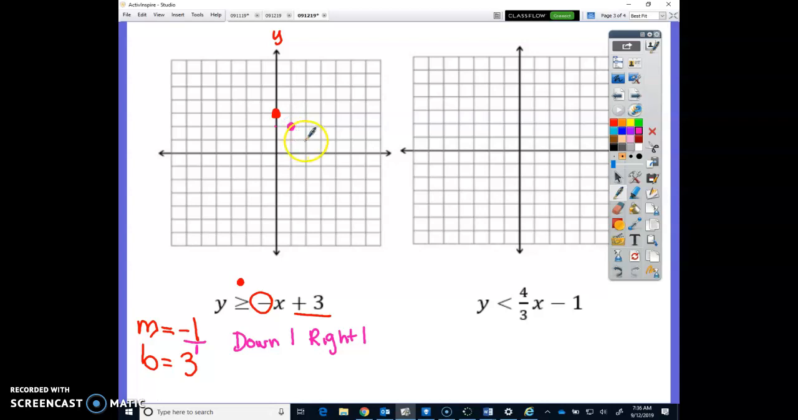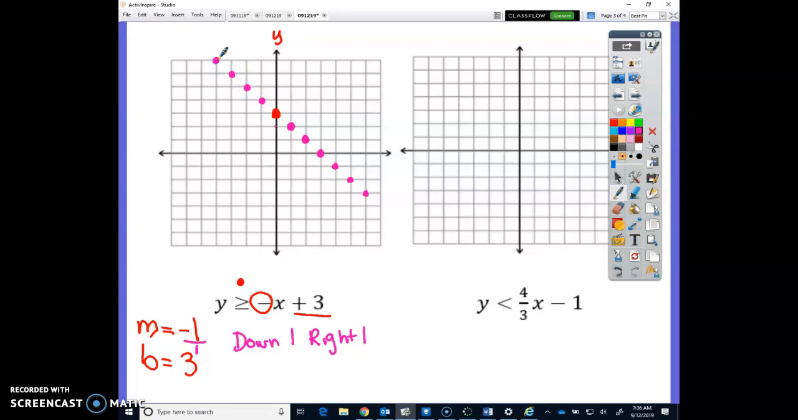Down 1, to the right 1, put another point. Down 1, to the right 1, put another point. And you can keep going. There's a pattern that you just follow. And if you work backwards, it's still the same pattern, but the opposite way.